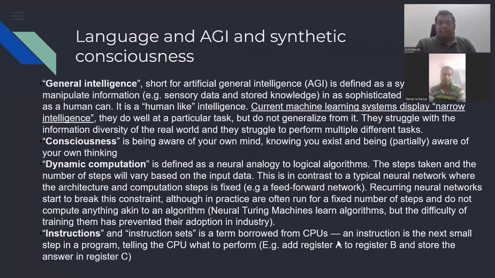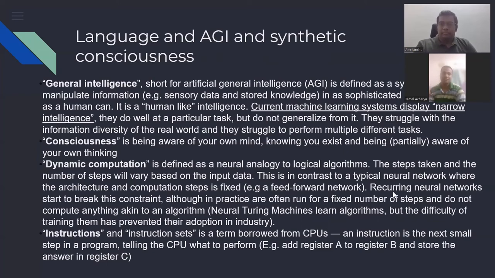Okay, Tamal, what do you think about language and AGI and synthetic consciousness? Yes, this is one of my favorite parts, synthetic consciousness and AGI. General intelligence is manipulating information, sensory data, and stored knowledge. As we said, intelligence involves retrospective learning, prospective learning, and explore and exploit. We have a finite amount of resources and time to explore things and make decisions. That is where general intelligence means you can do a set of different tasks.